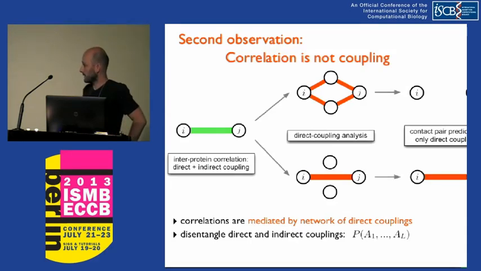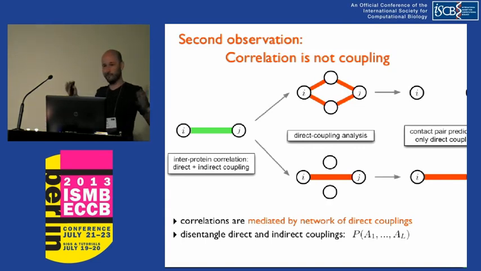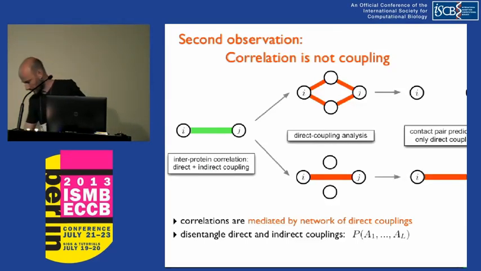Obviously we cannot do it by just looking at I and J at a time, but we have to look at them in the context of all the other residues. One possibility is to set up a full-length sequence statistical model. So this A1 to AL is a full-length sequence, basically one of the rows of my sequence alignment.